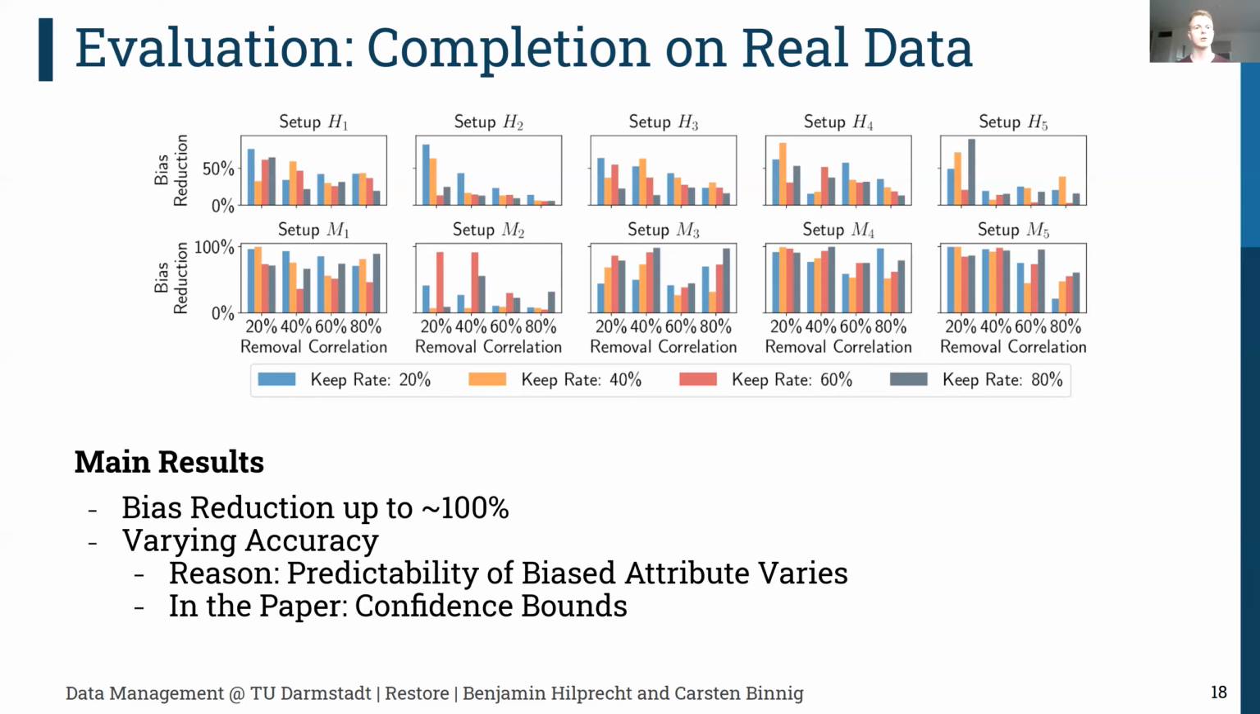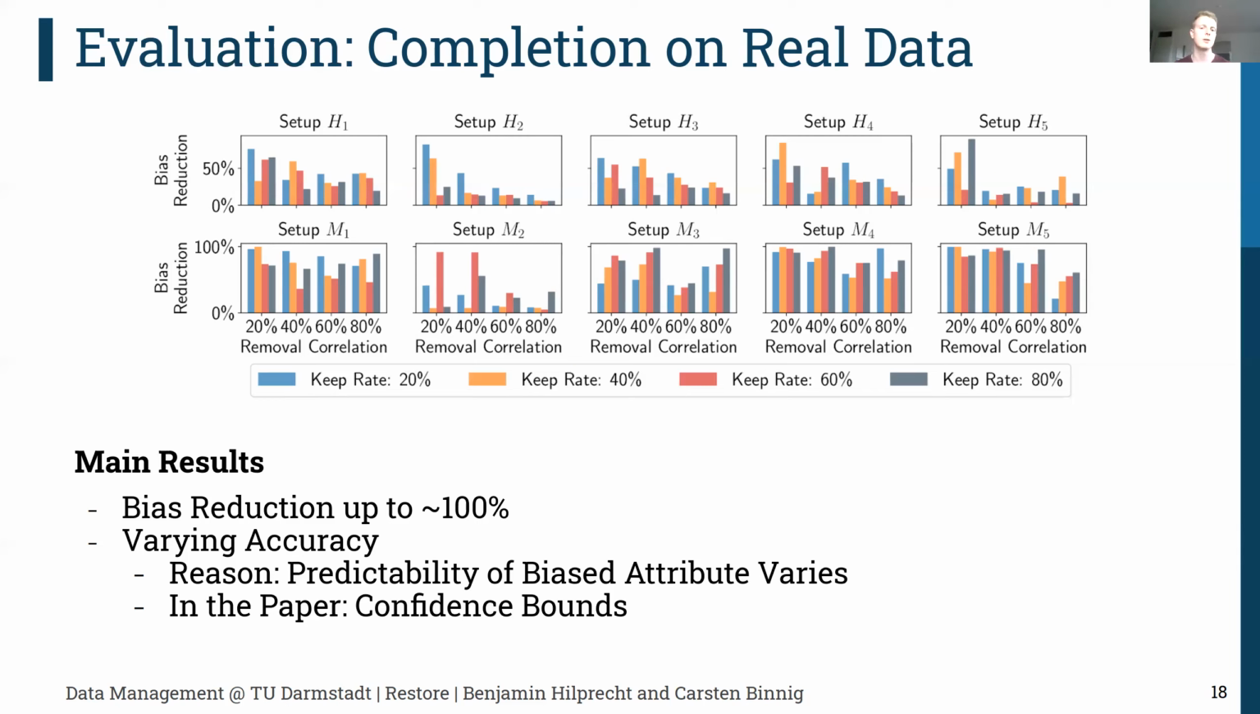And what we can see is, for instance, for the setup M1, that we can achieve a really high bias reduction up to 100%, which is as good as if we had the complete data set at hand. In some other cases, we have lower bias reductions, but please note that we are always better than 0%. And 0% is just as good as the baseline of using the incomplete data set. So we never saw any regressions of using ReStore versus the incomplete data set. But as you can see, the accuracy varies.